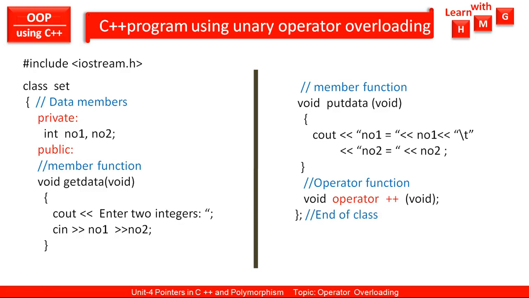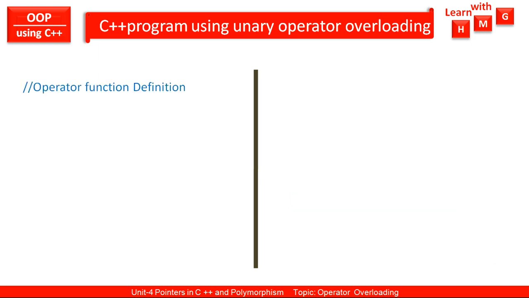Okay, now let us write the definition of the operator function. This is your operator function declaration. The operator function definition is here. Void set scope resolution operator, operator++ (void). So operator++ is the operator function name. The set scope resolution operator indicates that the operator function is a member of the set class, and this function does not return any value and does not accept any argument.